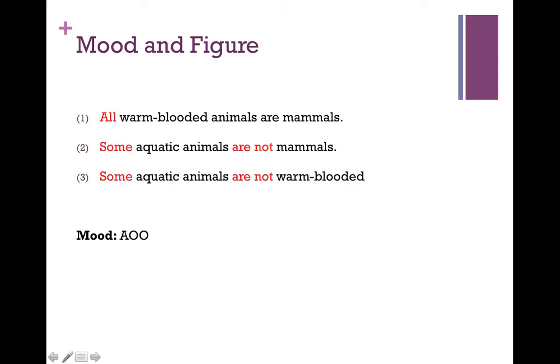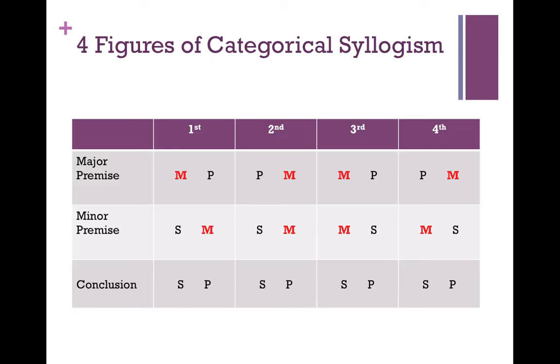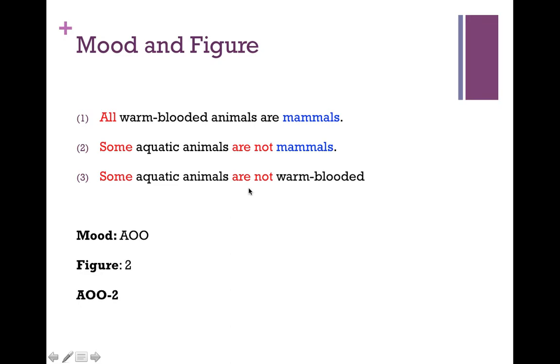Now what we want to do is figure out the figure. Notice here we have mammals listed as the predicate term of the major premise and the predicate term of the minor premise. Where do we see it in the predicate term of both? Oh yeah, right here. So it's figure 2. If you were asked, what's the mood and figure of this argument, the way you'd write it out is A-O-O-2. There are a lot of typos in this, but that's pretty par for the course.